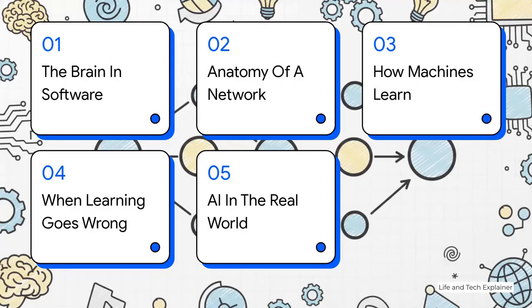To avoid any kind of information overload, we've broken this intimidating topic down into 5 really digestible steps. We'll start with the brain and software, check out the anatomy of a network, see how machines actually learn, look at when learning goes wrong, and finish up with AI in the real world. Let's jump in. Step 1.